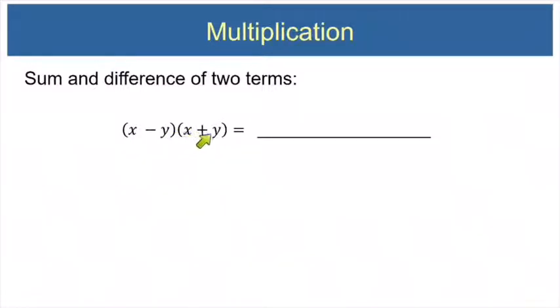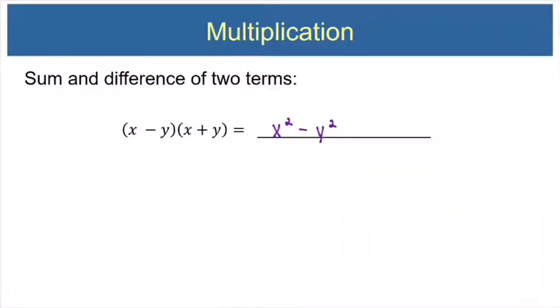So anytime you want to multiply together a sum and a difference of the same two terms, you could use the FOIL method, but you could take this shortcut. You could say first times first is x squared, and then last times last is going to be minus y squared. Well, what happened to the middle term? Well, let's take a look.